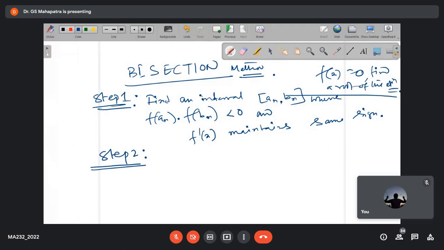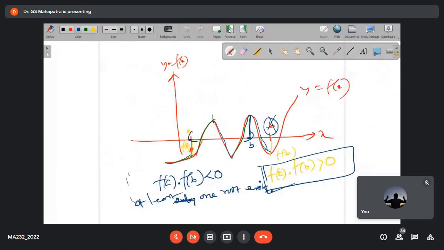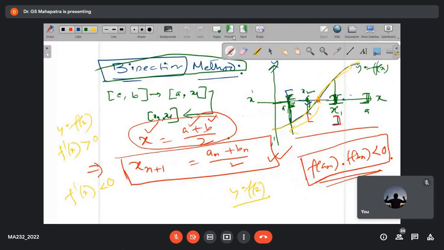Step 1, identifying the interval of x where at least one root exists, correct or not? So that is an and bn. According to my figure, in this initial step you are identifying a and b. You can remember this one, correct?